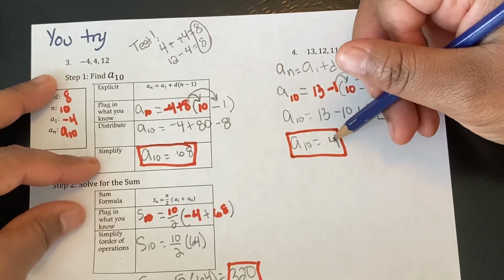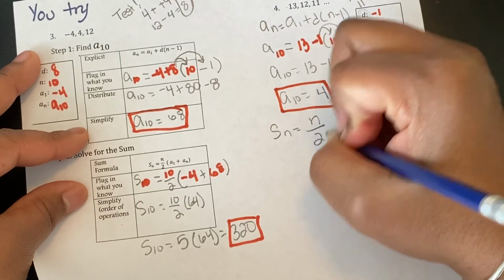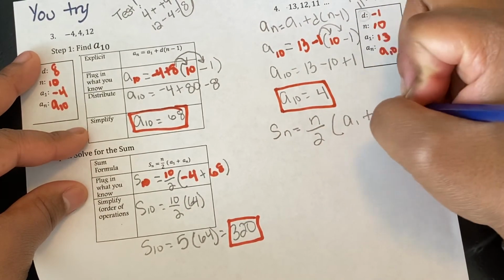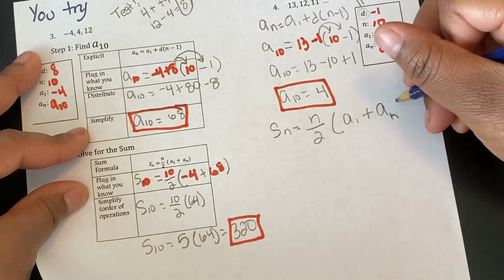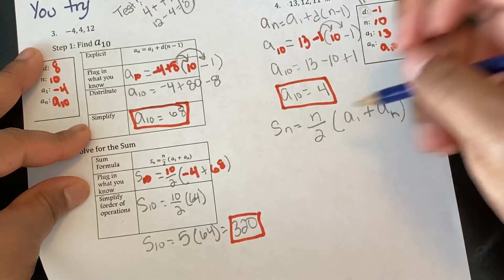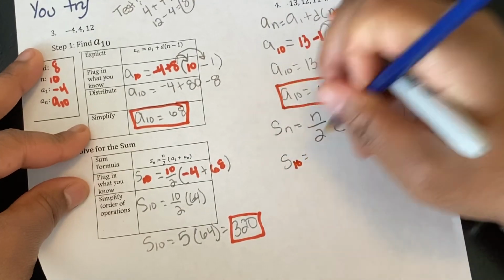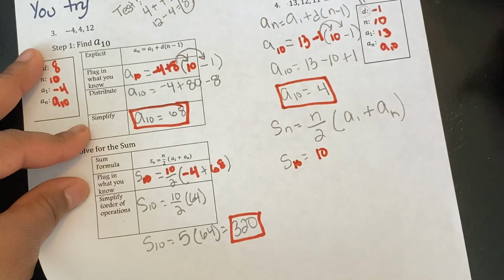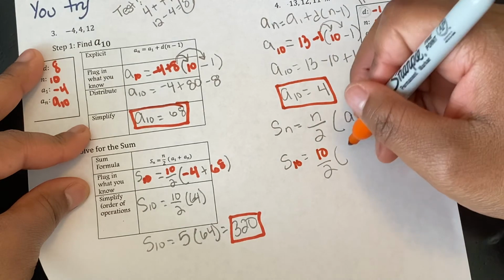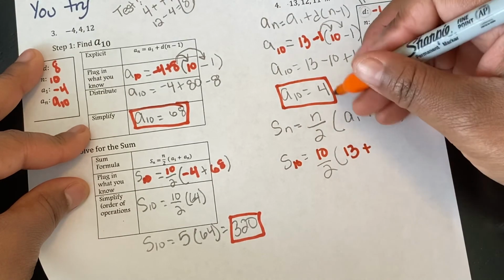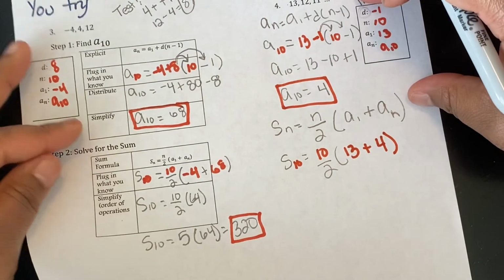Okay, so now I'm going to plug in that 4 into my sum formula. So S sub n equals n divided by 2 times a sub 1, the first term, plus a sub n, which is now a sub 10, right? Okay, and that's going to give us S sub 10 equals n divided by 2, which is 10 divided by 2, times the first term, which was 13, plus the 10th term, which is 4.